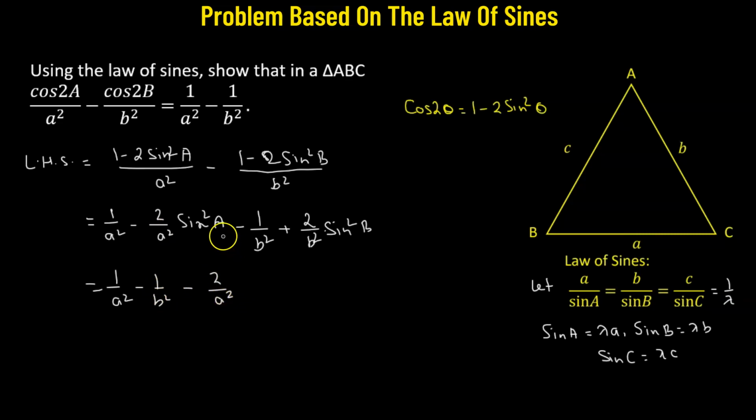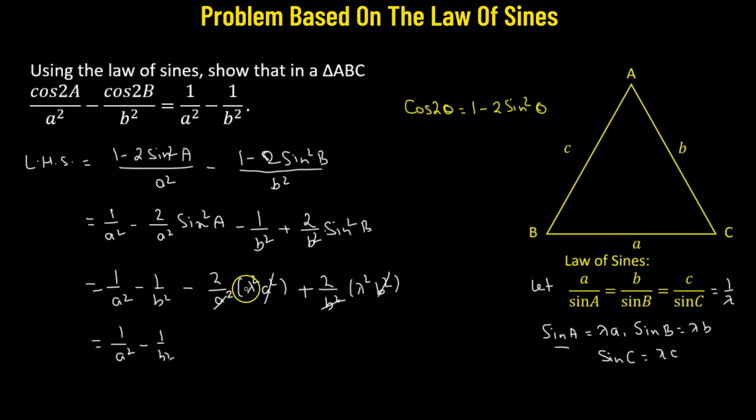minus the second term, which is 2 over a squared times sine squared A, but we can replace the value of sine A with lambda a to get lambda squared times a squared, plus 2 times b squared multiplied by sine squared B, so this will become lambda squared times b squared. So here a squared and a squared get factored out, and in the fourth term b squared and b squared get factored out, and finally we're going to get 1 over a squared minus 1 over b squared.